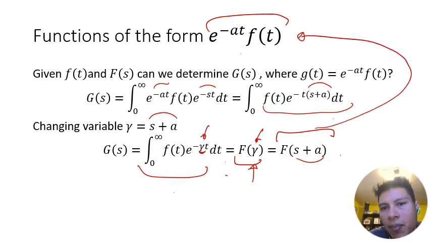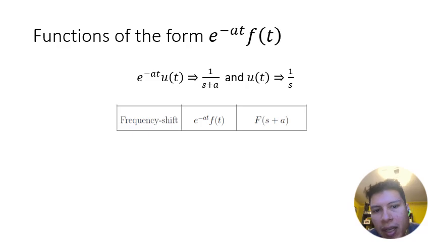So if you shift in the frequency domain, you get multiplication with an exponential. And if you shift in time, in the frequency domain you get multiplication by an exponential. So this is another manifestation of duality.